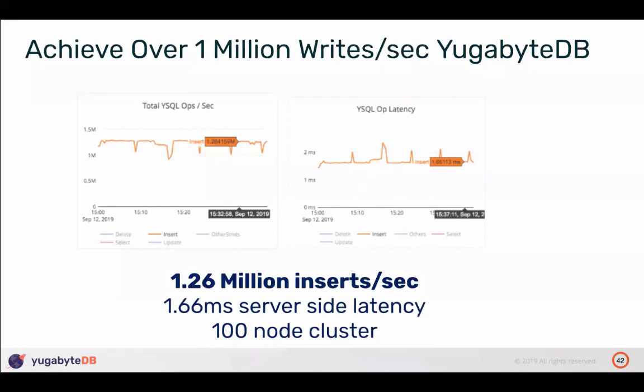And this was on a 100-node cluster, each of 16 cores. It was the C5 4x large. So we just opted for the cheaper variety of hardware to show that this is possible to achieve even with a cheaper set of nodes.